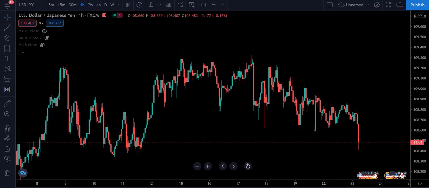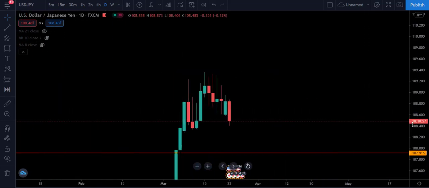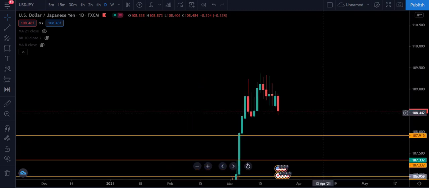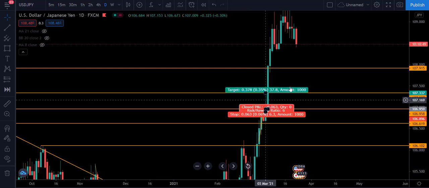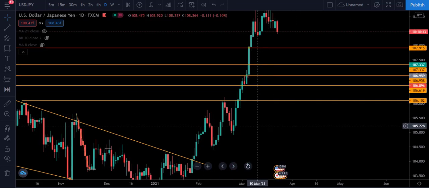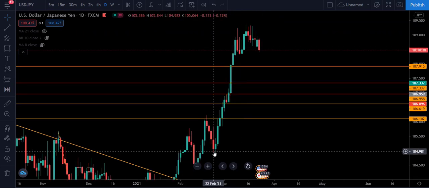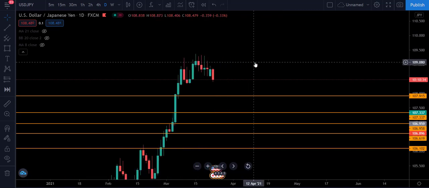This is an analysis for the pair USDJPY from the daily time frame. We're going to be talking about how to find key levels and how to find good entries. Initially, you're looking at a very strong bullish movement with lots of momentum, so clearly the buyers were dominating the market. From this low, the buyers just pushed the price to the upside until it reached these levels.